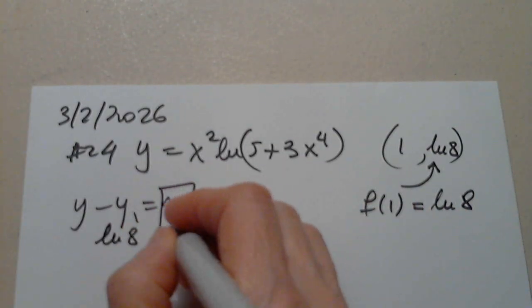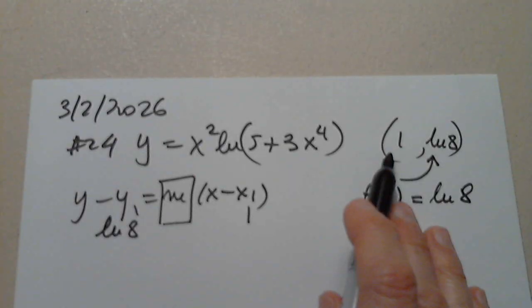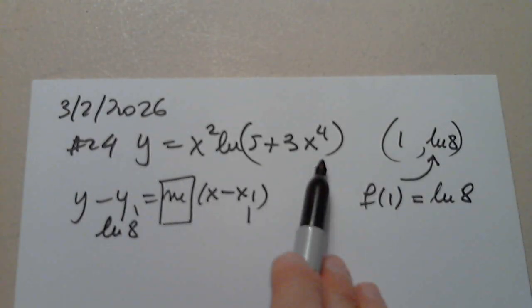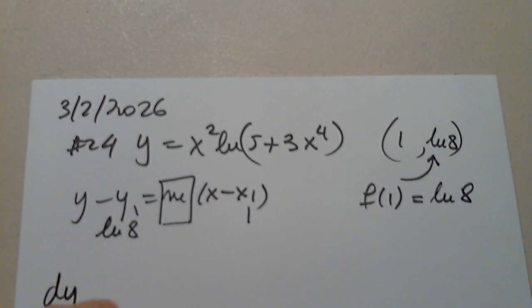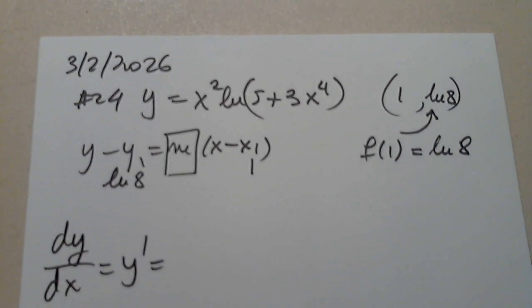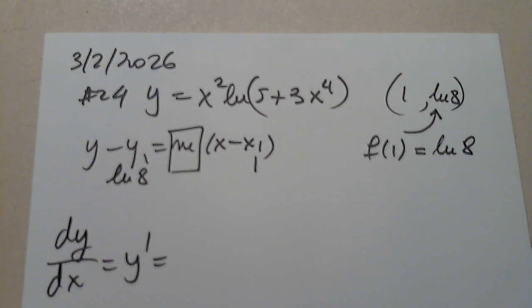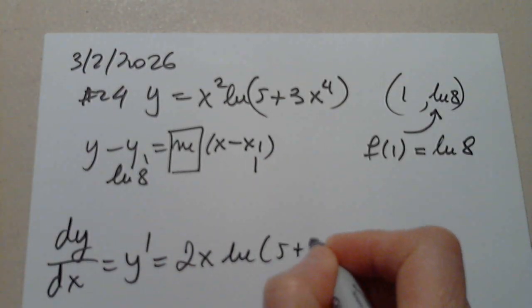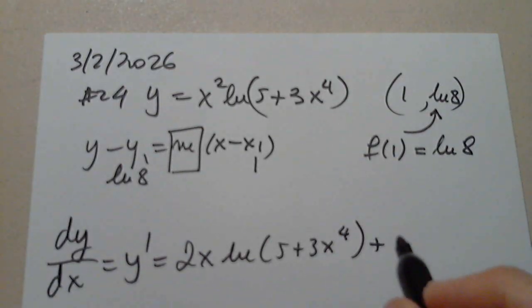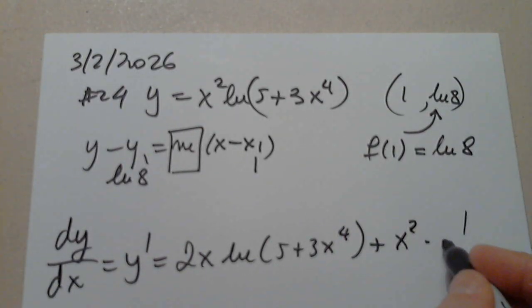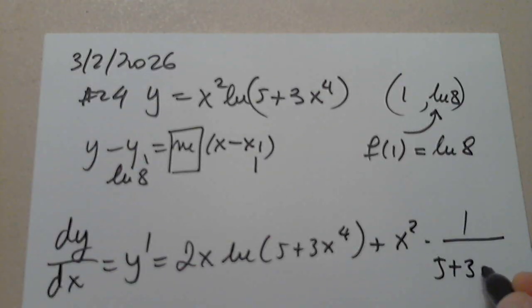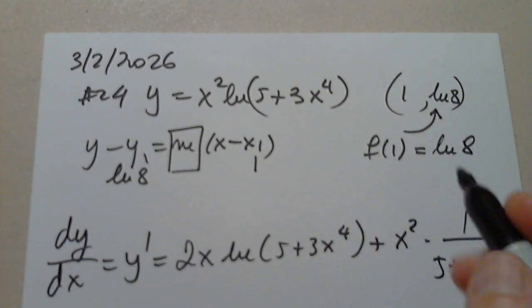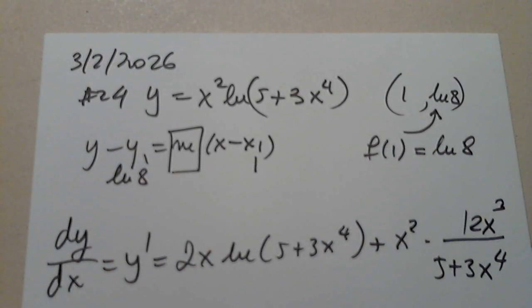Of course, I need to determine the slope at 1, which means I have to find the derivative of, so dy over dx or y prime, whichever notation suits you. It doesn't matter, they mean the same thing. The first function prime 2x, natural log of 5 plus 3x to the fourth, plus x squared times 1 over 5 plus 3x to the fourth times the inner function prime, which is 2x to the third.